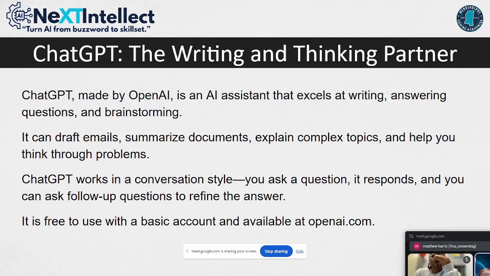So Chat was made by OpenAI, and it's an AI assistant that excels at writing, answering questions, and brainstorming. It could draft emails, summarize documents, explain complex topics, and help you think through problems. Chat works in a conversation style. You ask a question, it responds, and you could ask follow-up questions to refine the answer. And it is free to use with a basic account.